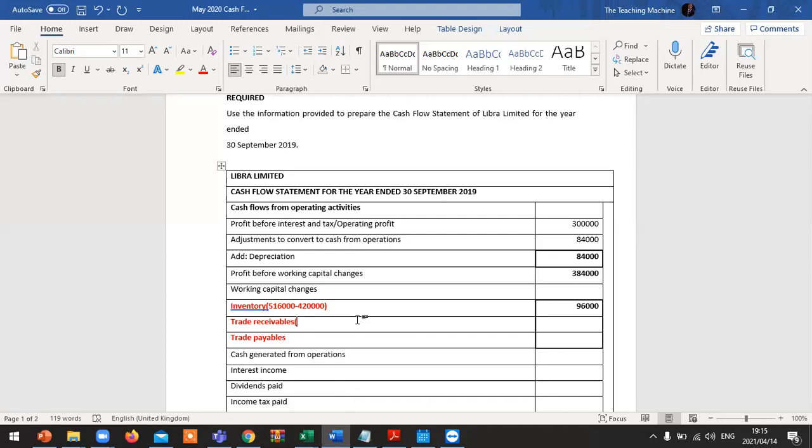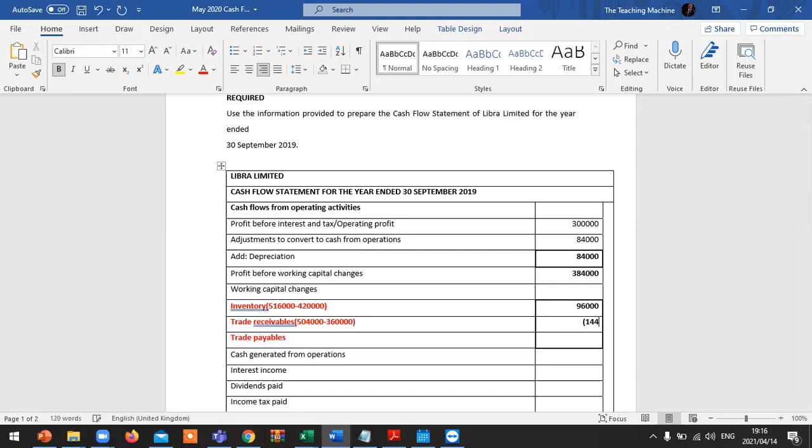So what is the previous balance? It's 360, right? Yes. And what's the current balance? It's 504. 504 minus how much? 360,000. So what's the difference? 144,000.